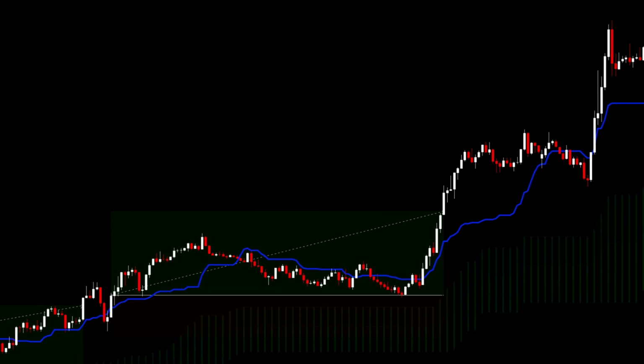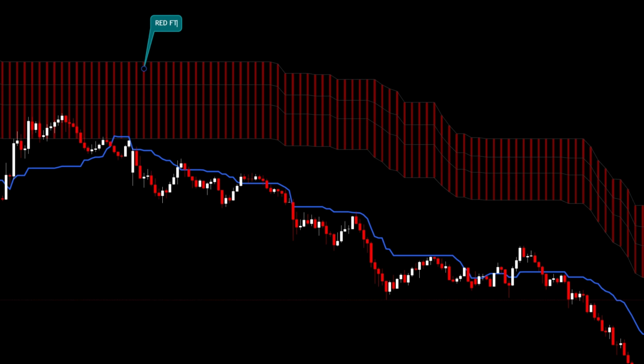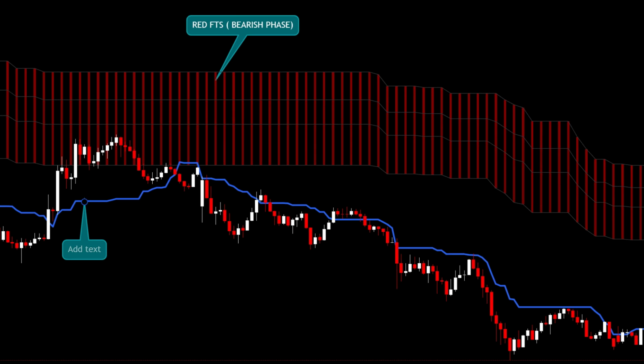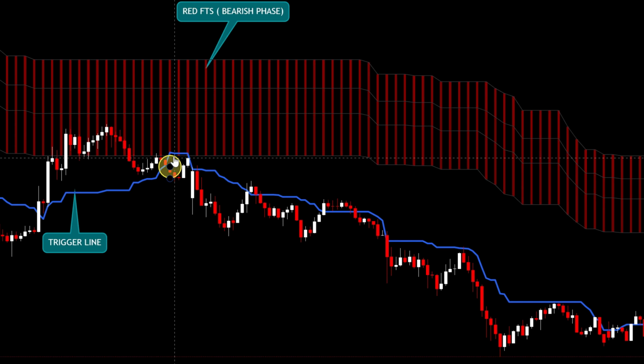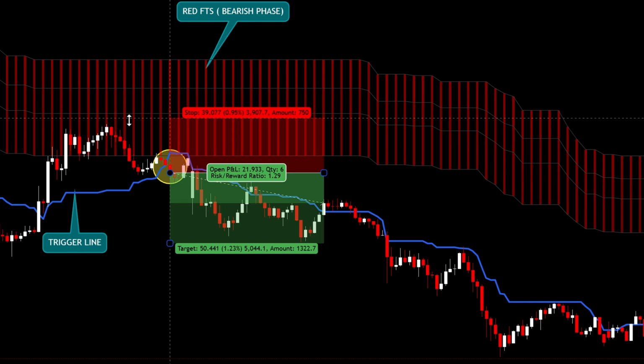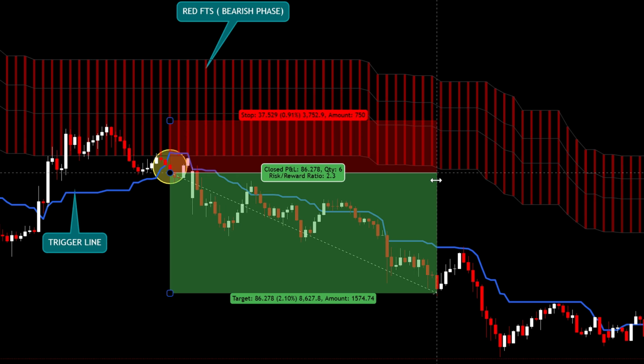Now let's flip it to a downtrend. Same rules, just reversed. The Swing Arm ribbon turns red, meaning the market structure is bearish. Ignore bullish crosses, they're traps. Watch the gold 15-minute chart again. Price crosses below the conversion line, confirming a potential sell. A stop loss goes just above the last swing high or the Swing Arm ATR band. Target again at least a 1 to 2 risk to reward ratio.